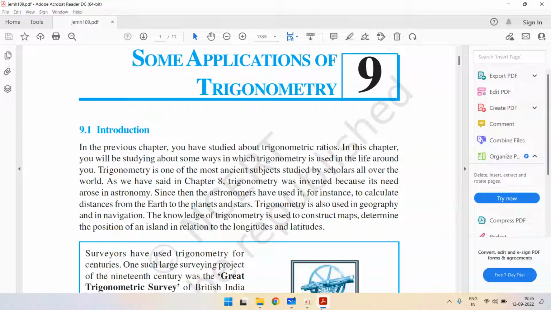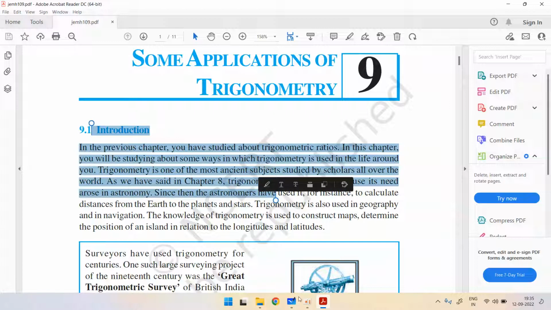Good morning, students. In the last lecture, we completed trigonometry. Now, I will be covering chapter 9 of NCERT class 10 mathematics, some applications of trigonometry. Before starting this, I need to start with some basics of trigonometry and applications of trigonometry. So, what are the applications of trigonometry?